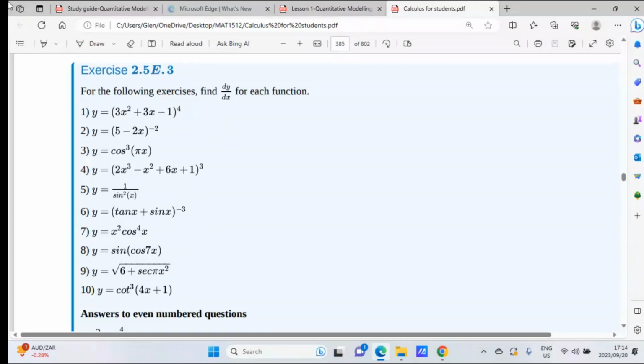Can you see this answer is pi secant squared pi x times 10 pi x, open bracket 6 plus secant squared pi x close bracket to the power negative 12. All right. Then you can talk to them. Did anyone else get a different answer from what I got? If anyone did, can you please share?